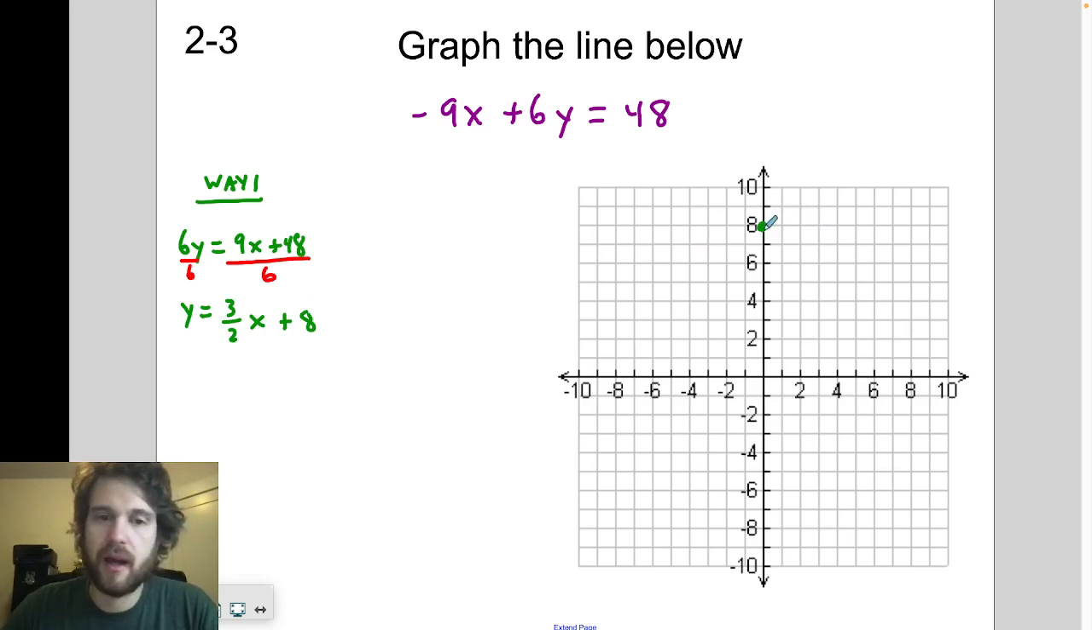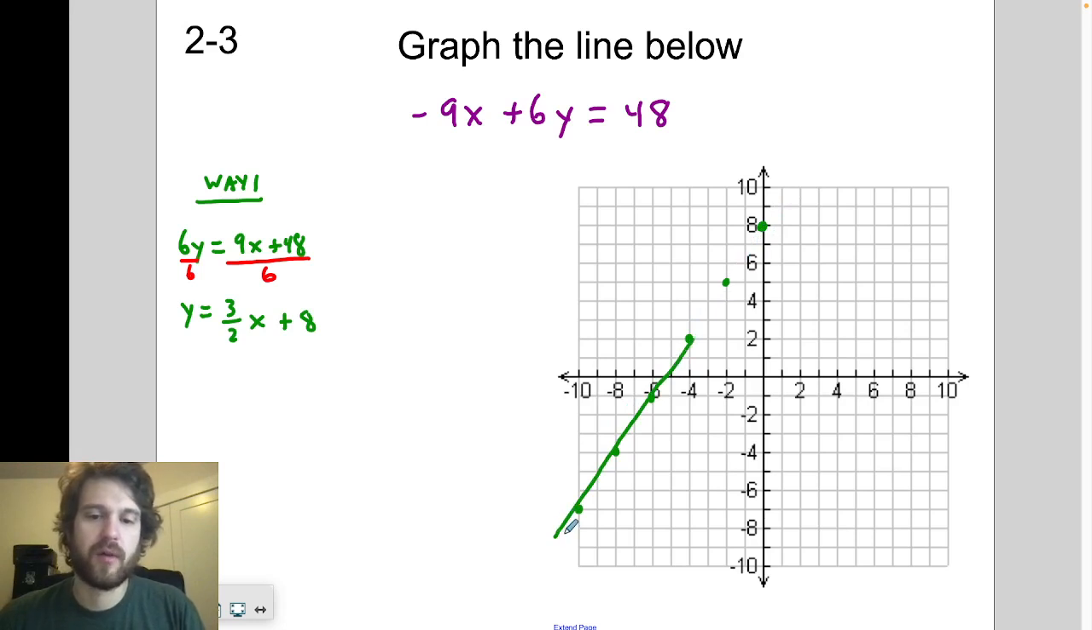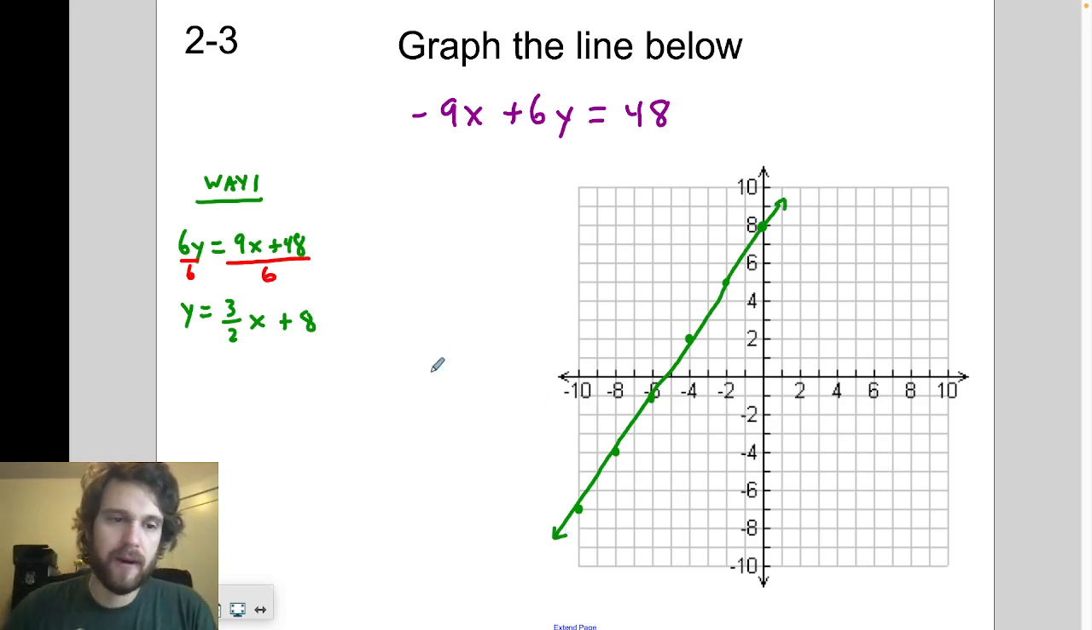And then I have a rise. My slope is 3 over 2. So I'm going to go down 3 over 2, down 3 over 2, down 3 over 2, all the way across my graph. And there we have our line in about as good of a form as I'm going to be able to get with my laggy computer. All right, cool.